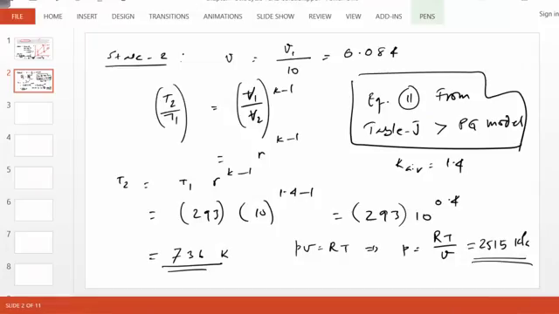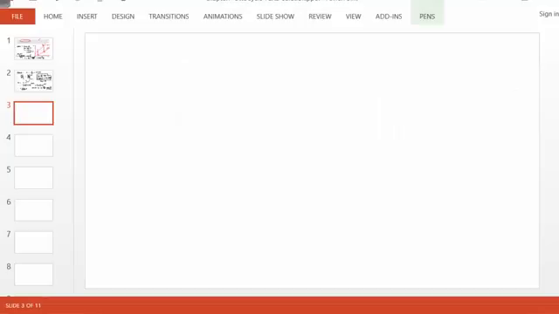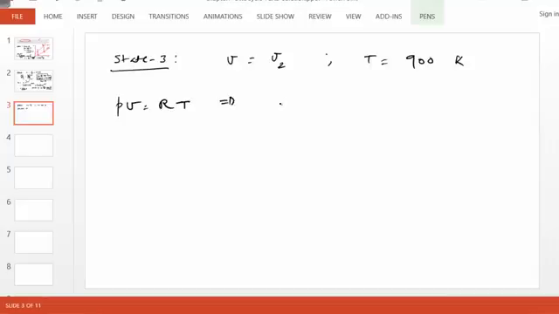Let's proceed. Find state 3. Again, it's a constant volume heat addition. So v is known, and temperature is given to us. Using PV equals RT again, we can find the pressure.